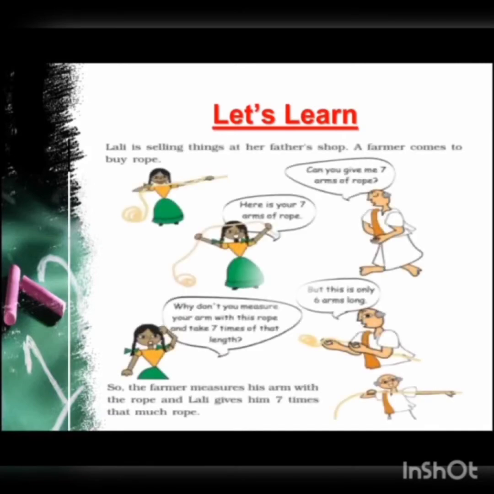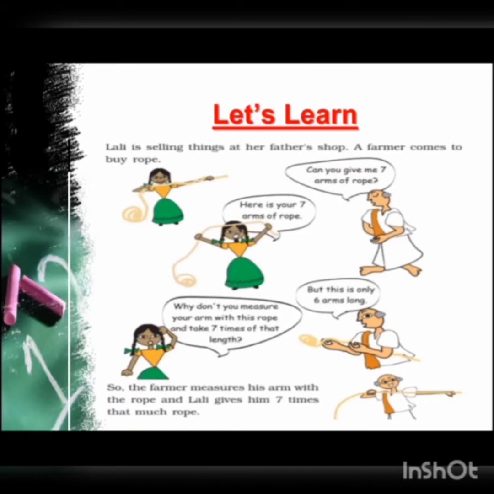Here, one story is given. Lali is selling things at her father's shop. A farmer comes to buy rope. He asked, "Can you give me 7 arms of rope?" Lali replied, "Here is your 7 arms of rope." Then the farmer said, "But this is only 6 arms long."